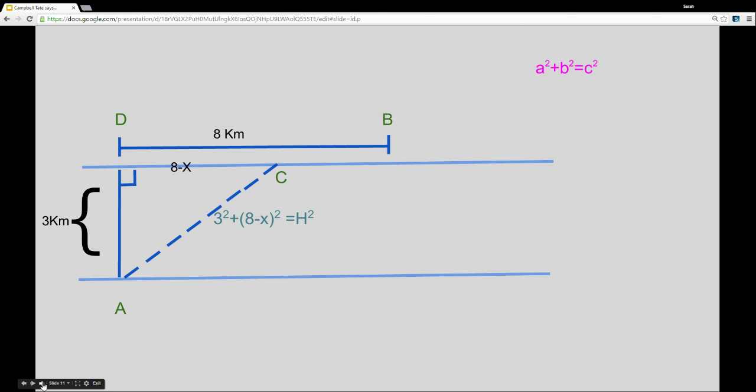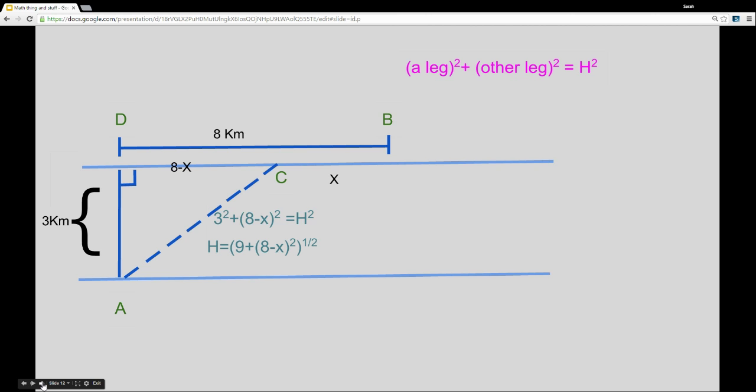So now we're going to plug in what we already know into the equation. A squared, which is 3 squared, plus B squared, which is (8 minus x) squared, equals the distance between A and B, which is h squared. You're going to want to take the square root of both sides and then simplify this by changing 3 squared to 9. In order to make it easier to type into the calculator later, we're going to change the square root to a power of 1/2.